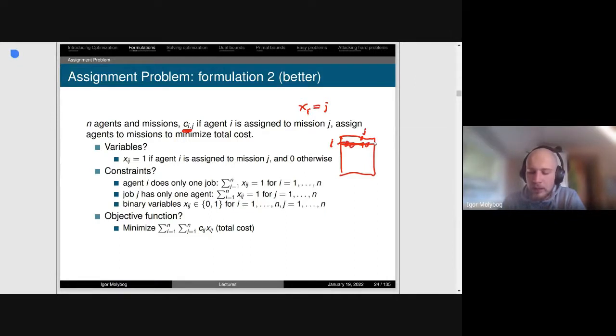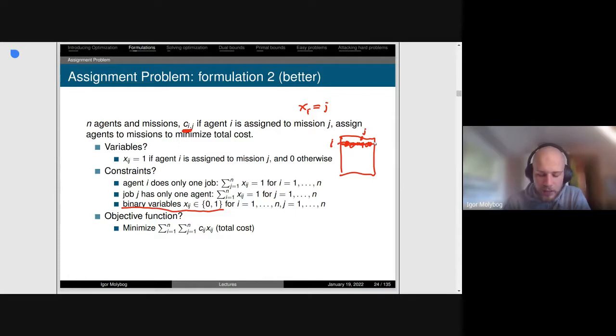So we fill up this row with zeros, except for a single component of this row. In other words, we can say that xij is equal to 1 if agent i is assigned to mission j, and 0 otherwise. If you think about it, it's just a different decoding of the same thing that we have had before. The constraints here are, first of all, that our variables must be binary. xij belongs to {0, 1}.